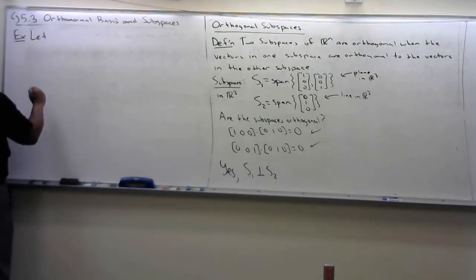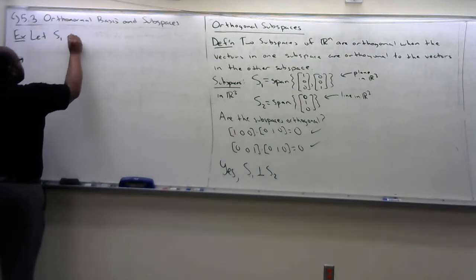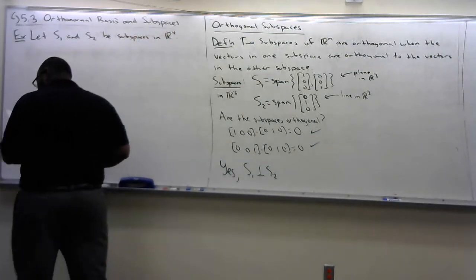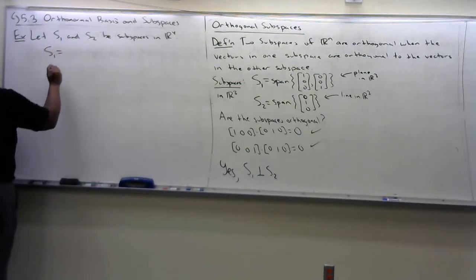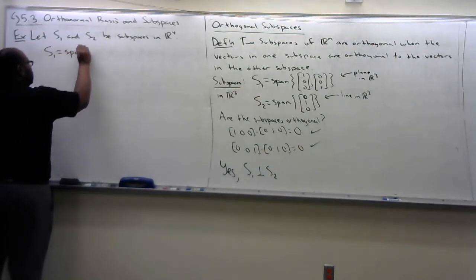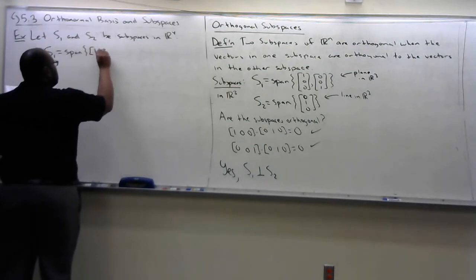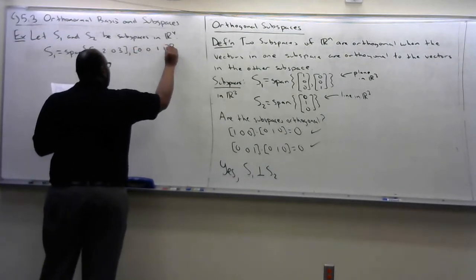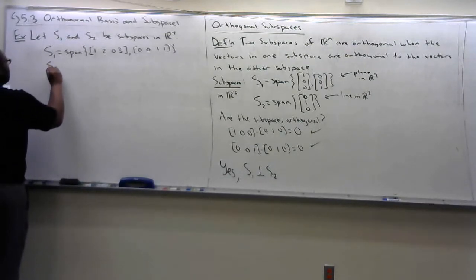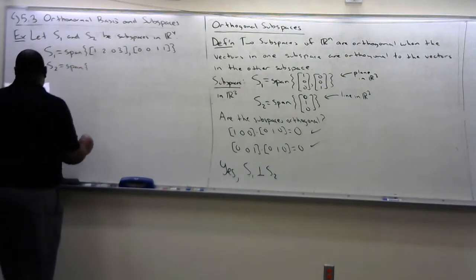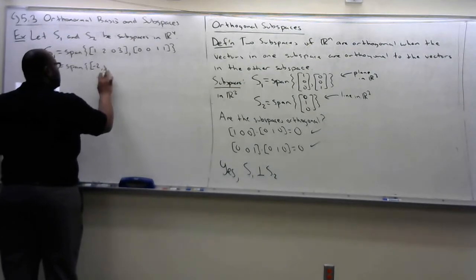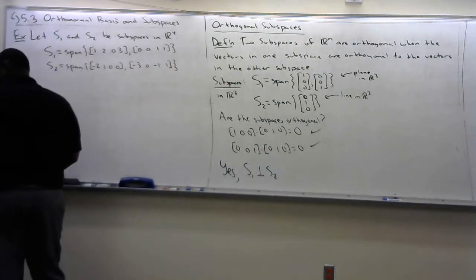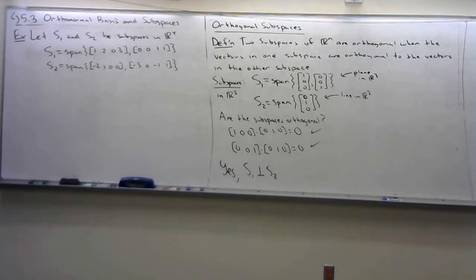Let S1 and S2 be subspaces in R4, where S1 is equal to the span of 1, 2, 0, 3 and 0, 0, 1, 1, and S2 is equal to the span of -2, 1, -2, 0 and -2, 1, 0, 0 and -3, 0, -1, 1. The subspaces are orthogonal.